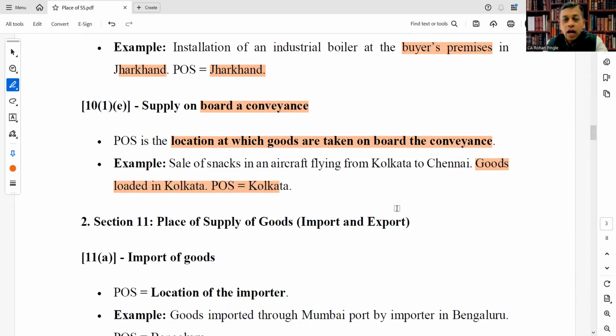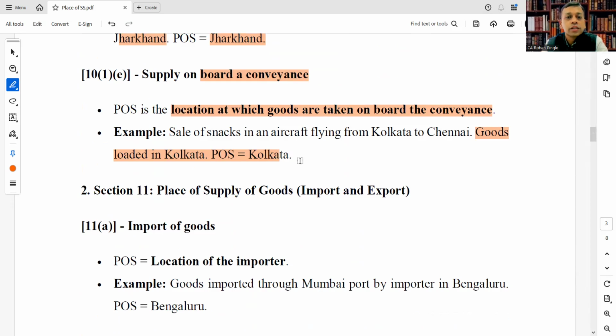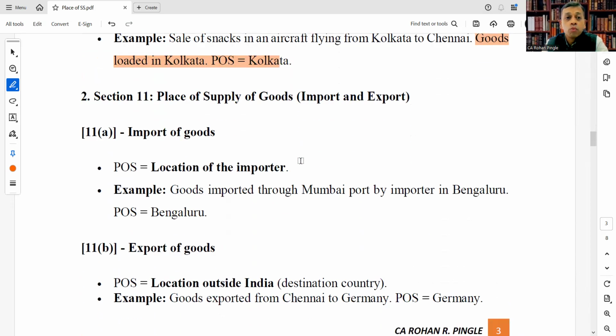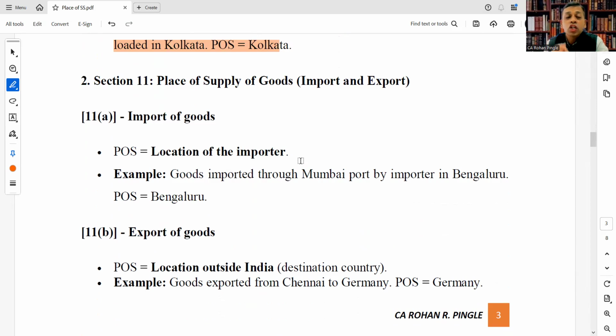Okay, clear? I hope you are very much clear till this. Now, move on to section 11. Section 11 talks about place of supply of goods, import and export. Section 10 is place of supply of goods other than import and export, means within India. Both the supplier and recipient will be in India. But now, moving to section 11, place of supply of goods, import and export.